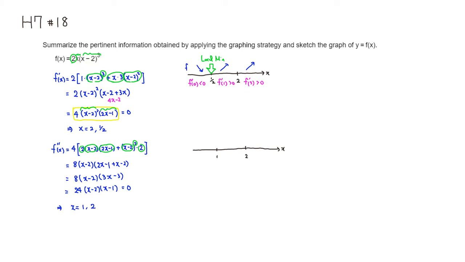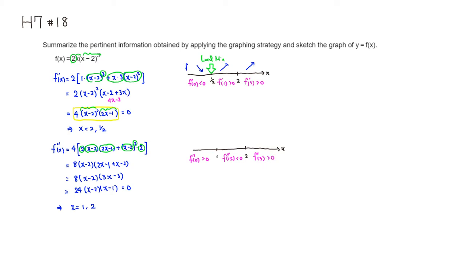We can look at anything smaller than 1. Let's try 0. If you put 0 there and 0 there, negative 2 times negative 1, so this is going to be positive. Anything between 1 and 2, how about 1.5? For the second derivative at 1.5, that's negative, and 1.5 here is positive, so it's going to be negative there. After 2, we can probably try 3 or something like that. 3 minus 2 is positive, 3 minus 1 is positive, so everything is positive.